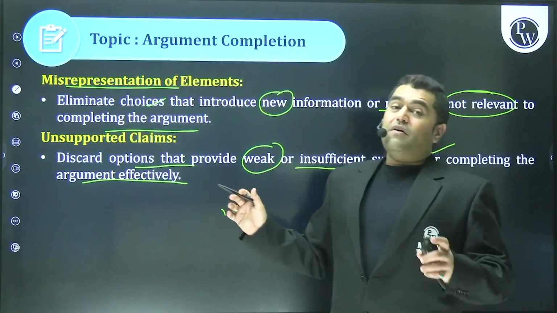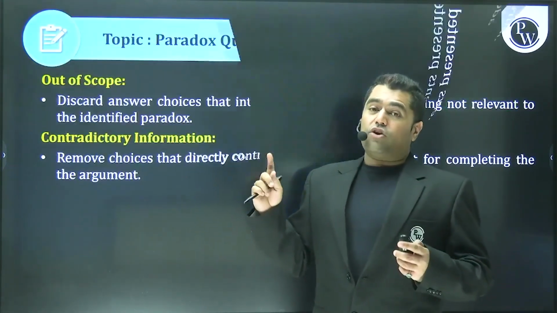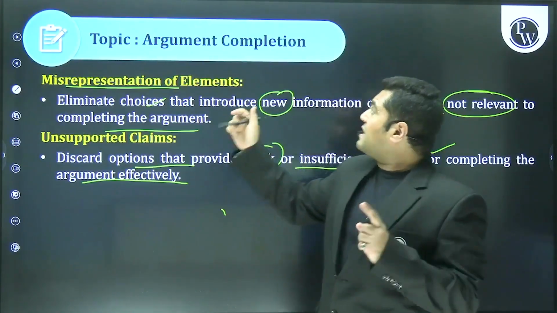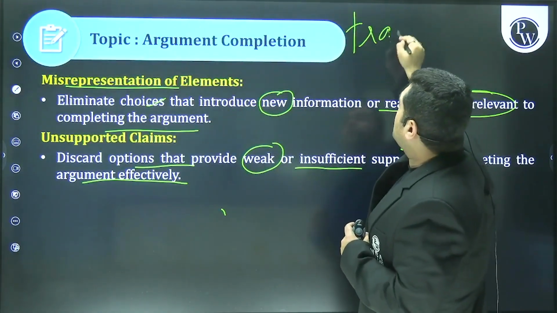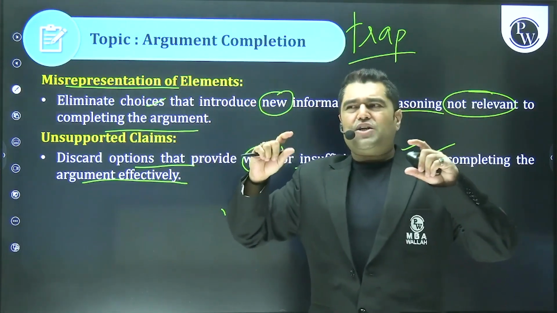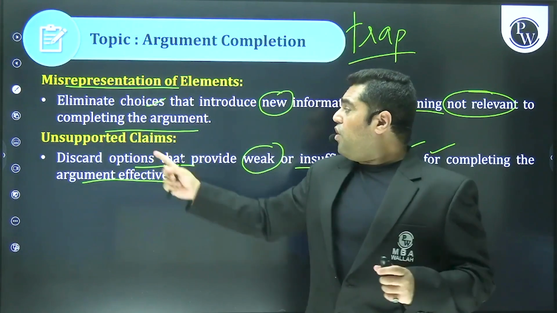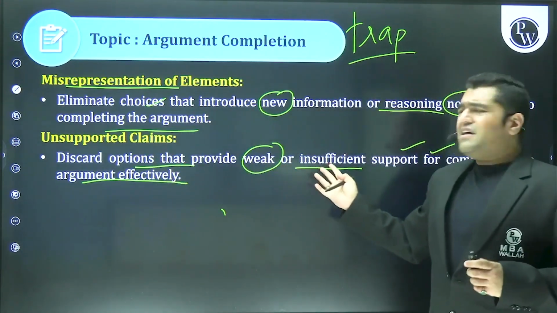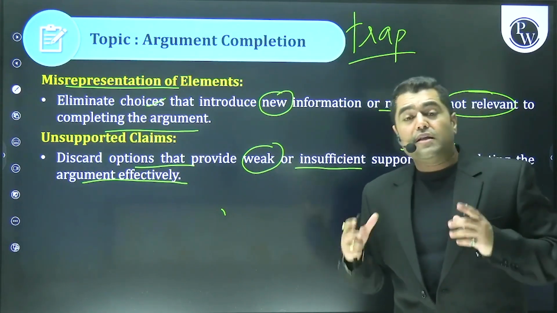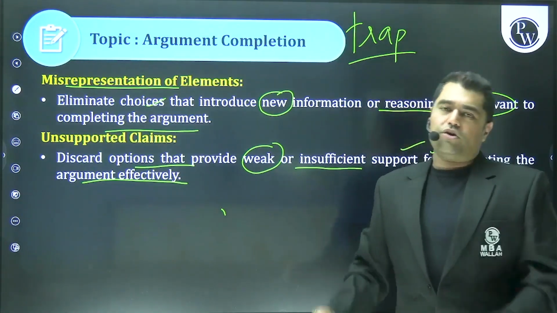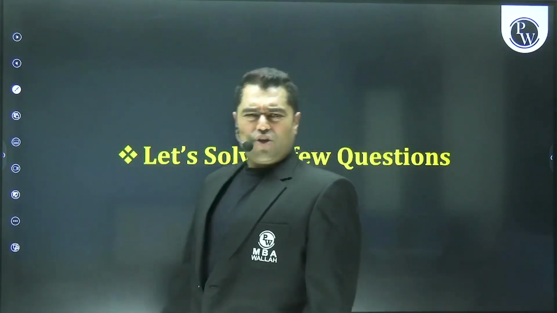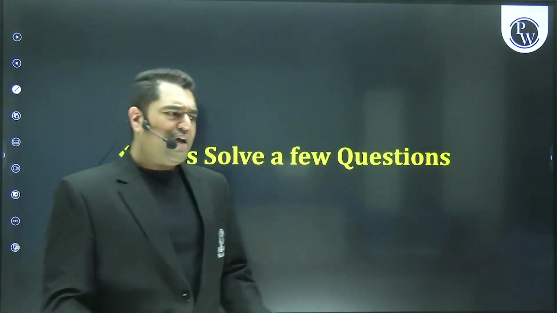So people, for a paradox you have to look at contradictory and out of scope. For argument completion also, Amit sir has given, these are nothing but trap choices. Please note this down. Something that misrepresents, something that talks about something which is not relevant or unsupported. Matlab, they will give you reasoning to complete, but not that powerful. They will focus on something narrow, not needed. That's about it. I think now let's solve so that we have understood today, and then that's it.